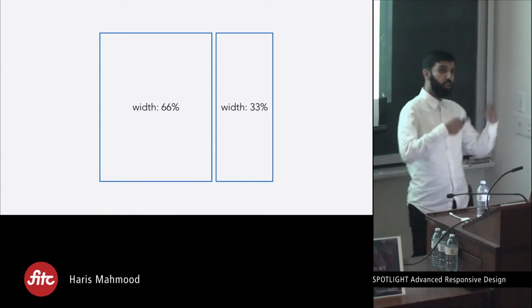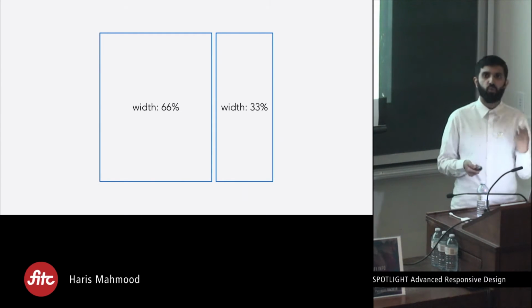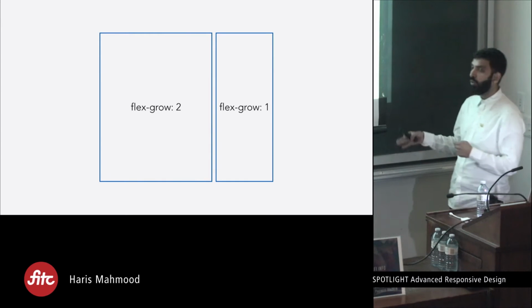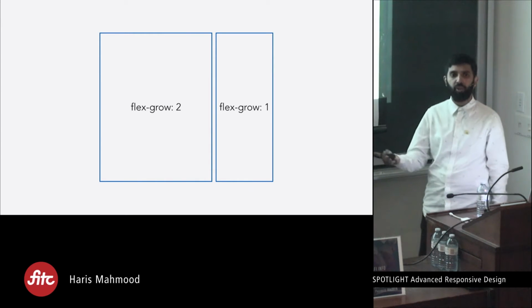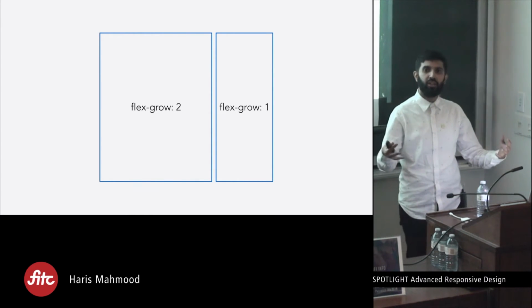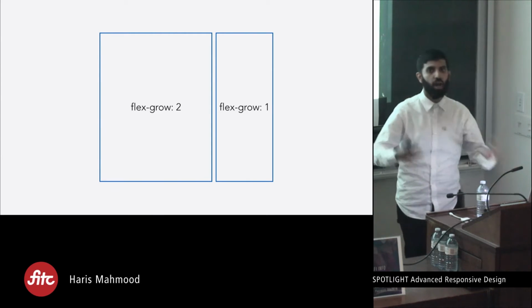With Flexbox, you're no longer thinking in specific sizes, but in ratios. So if we take that same example, we're now going to use the flex-grow property and say that that main section has twice the size of the sidebar.